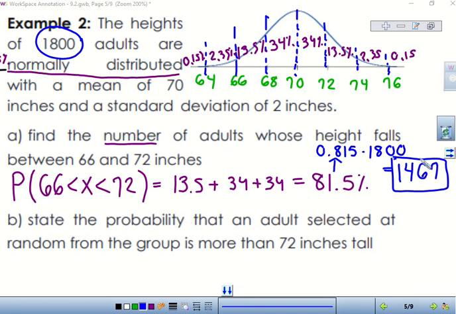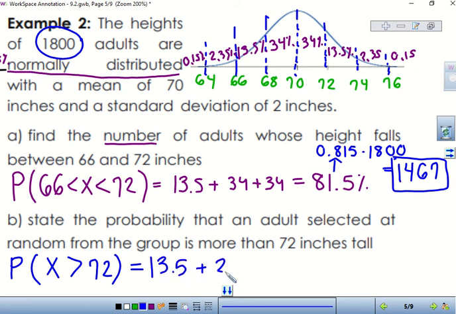Okay. So state the probability that an adult selected at random from a group is more than 72 inches tall. So that's the probability that the adult is greater than 72 inches, which is equal to. We add up all the percentages that are greater than the 72 mark, which are going to be 13.5 plus 2.35 plus 0.15, which is equal to 16%.